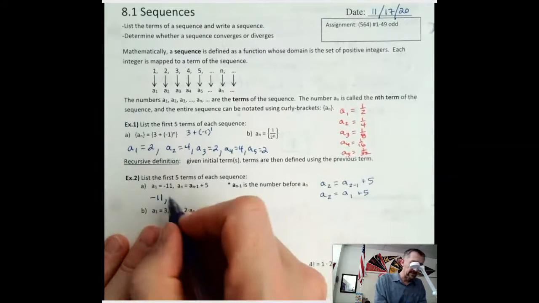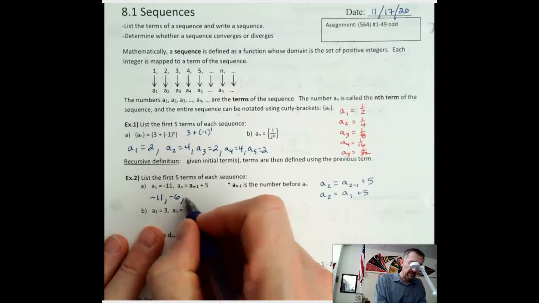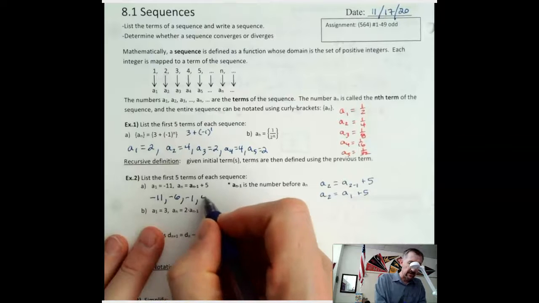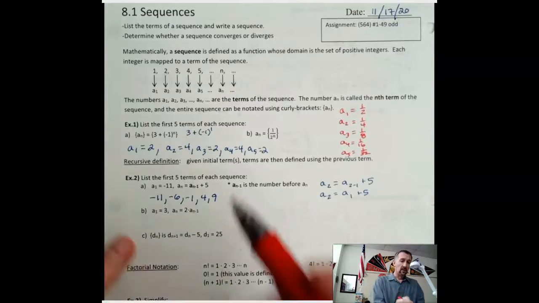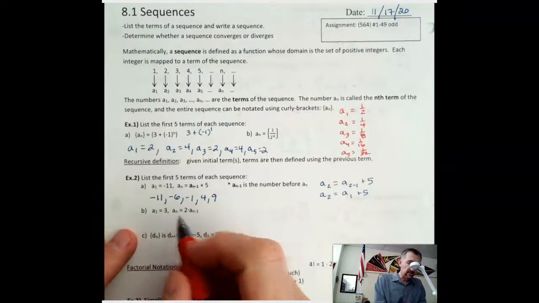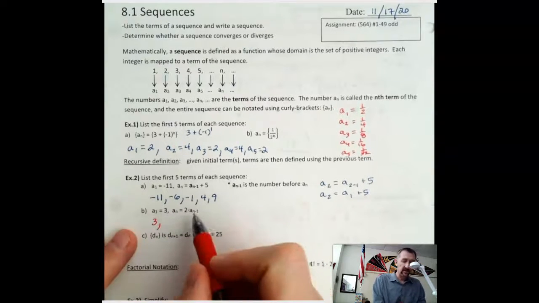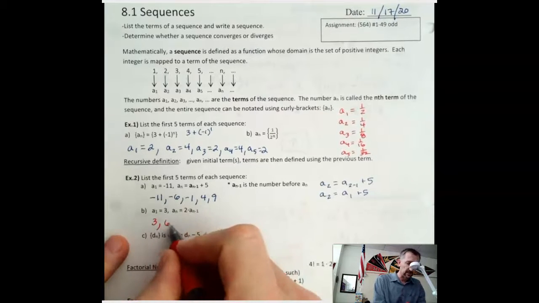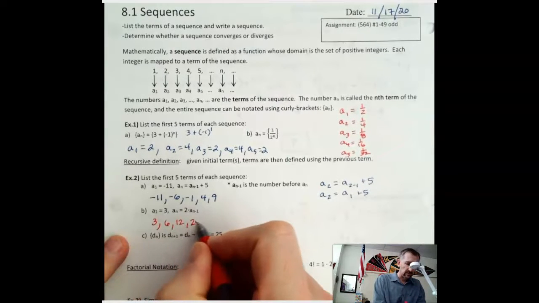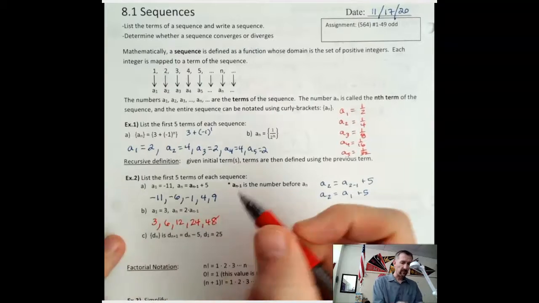So if we add 5 to that, that would be negative 6, and add 5 to that, and add 5 to that, and add 5 to that, and we're done. And basically, this one is multiplying to get a number. You take the number before it and multiply by 2. So that would be 6, 12, 24, 48.